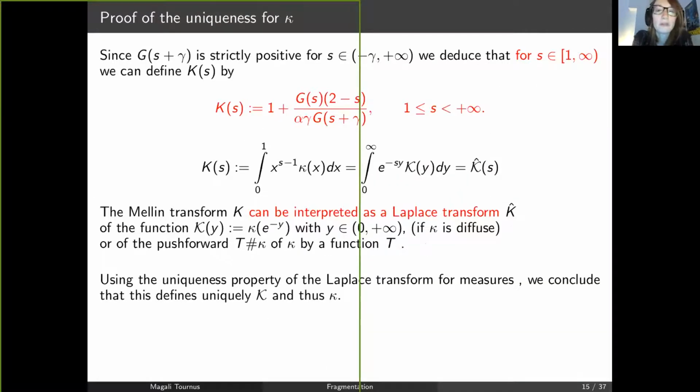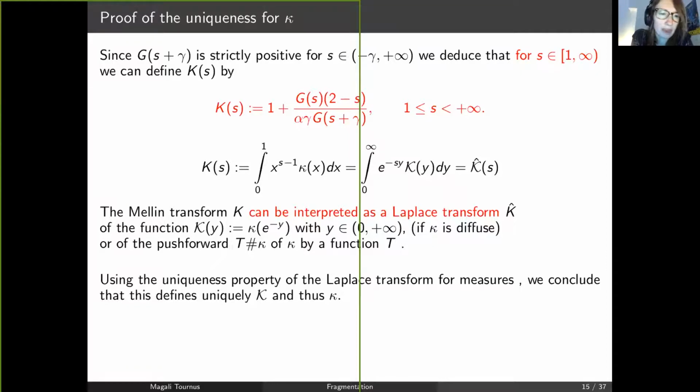And the uniqueness for kappa now, okay, we know capital G. We know that G is not 0 everywhere. So capital G, for s a real positive number, is strictly positive. So we can define K of s with this formula in red. I just work on the equation and reverse the terms here. So that means that this formula makes some sense. So K of s, which is equal to the Mellin transform of kappa, can be determined a priori.